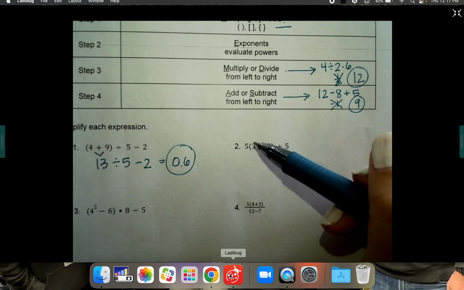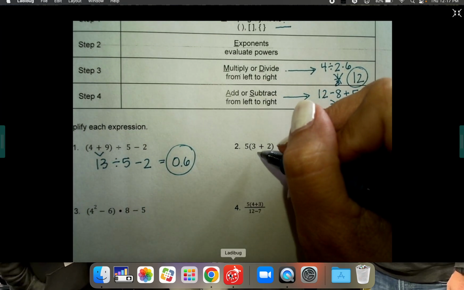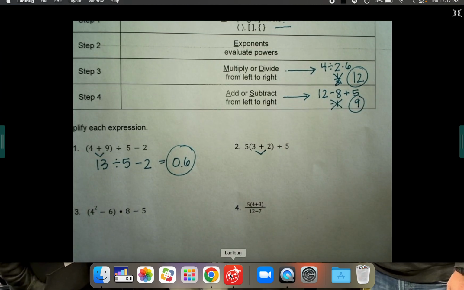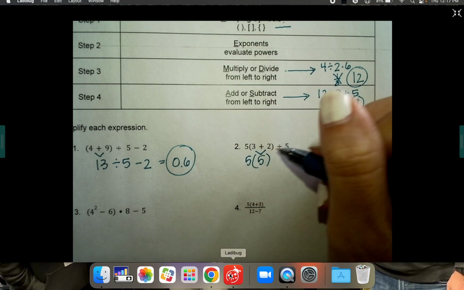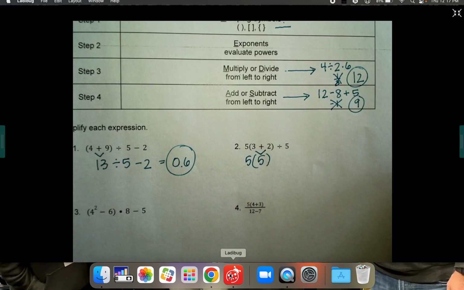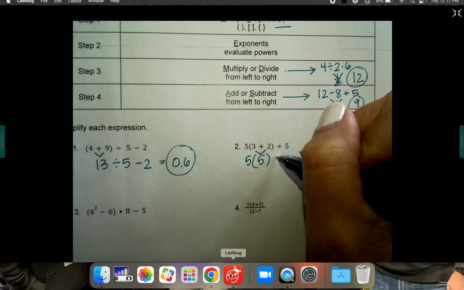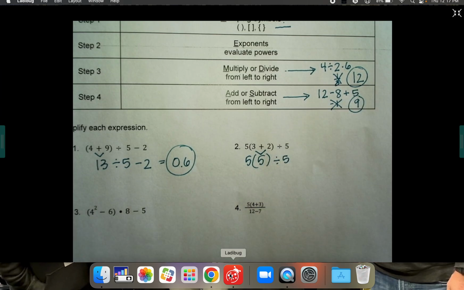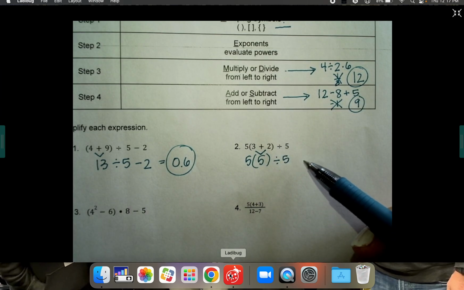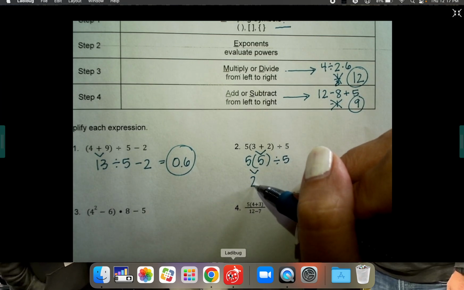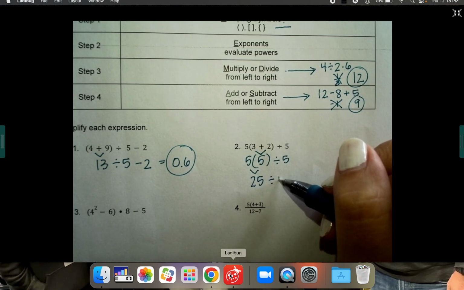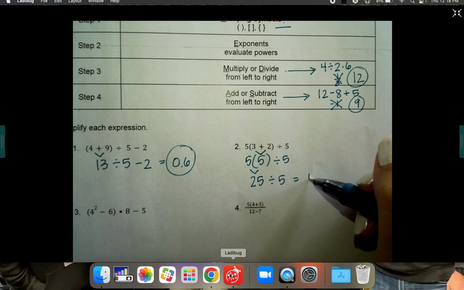Number 2, do your grouping first. So 3 plus 2 is grouped. That would be 5. Then you've got a 5 outside of here squished together with no symbol in between, which means multiply. And then you have a divided by 5 as well. So left to right, because multiply and divide have the same level of priority. 5 times 5 is 25. 25 divided by 5 is 5.